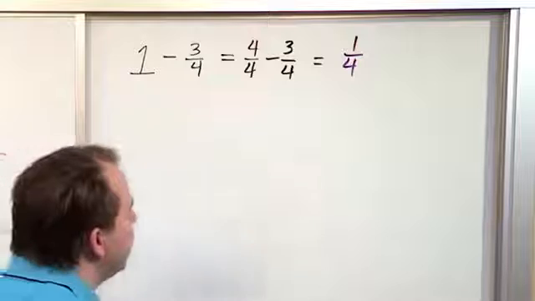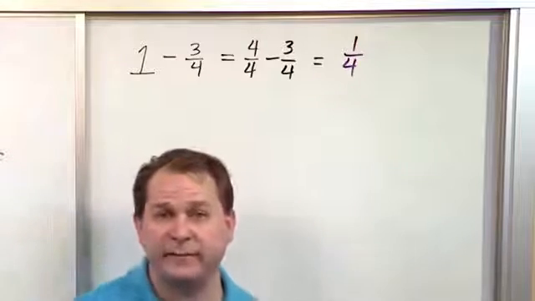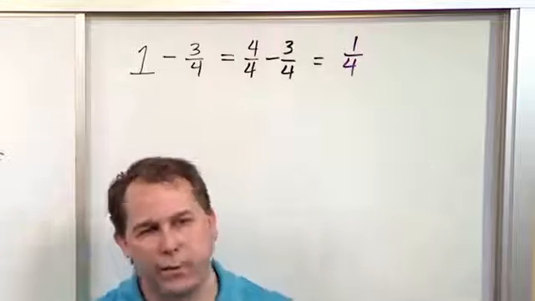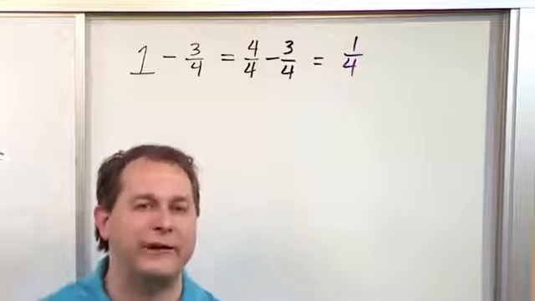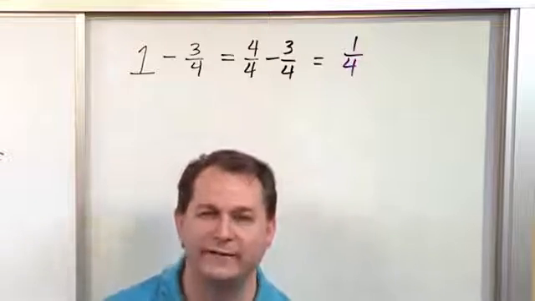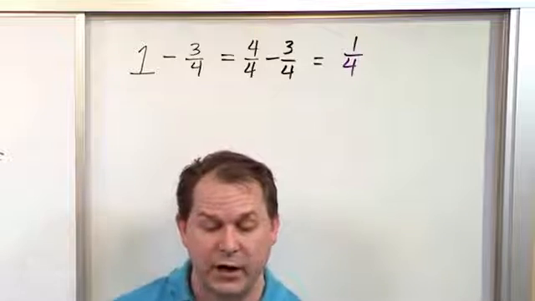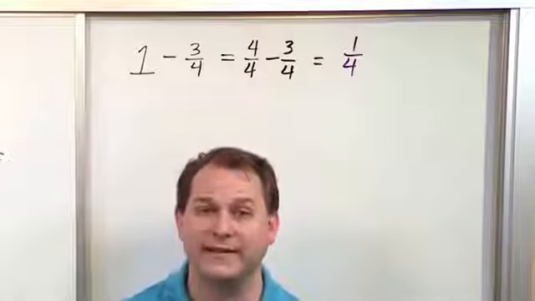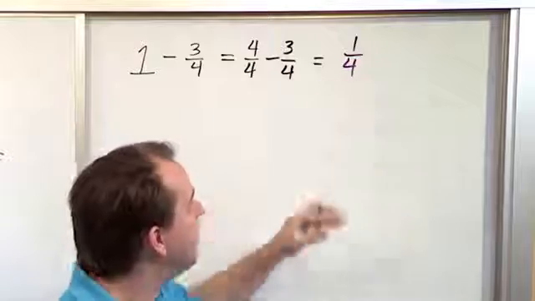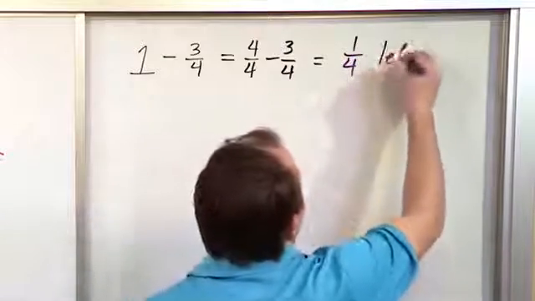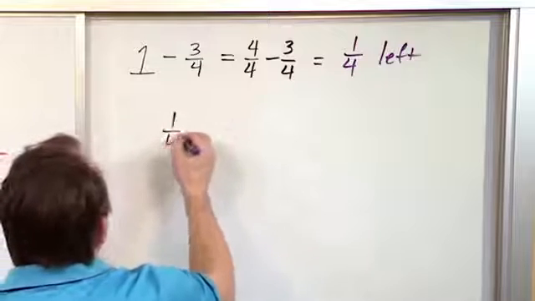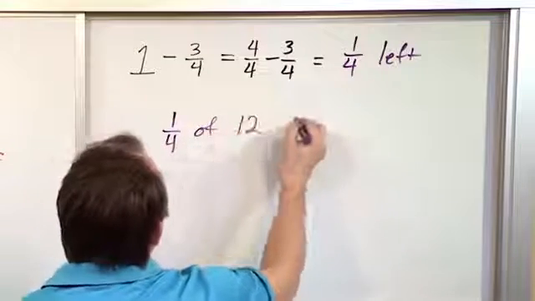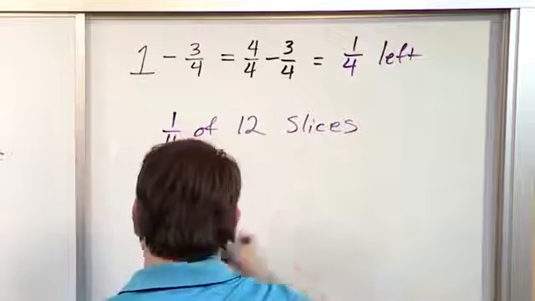If somebody starts with a pizza and they eat 3/4 of the pizza, how much of the pizza is left? Well, 1/4 of the pizza is left. That makes sense to you. But the question doesn't ask for the fraction. The question says how many slices are left. Well, we also know that the pizza has 12 slices. And we know that 1/4 of the pizza is left, right? So how many slices is that? So what we need to figure out is what is 1/4 of 12 slices? That's what we really need to know.